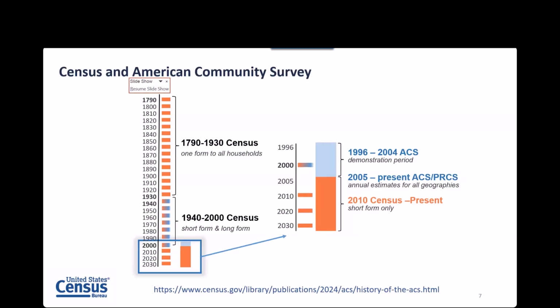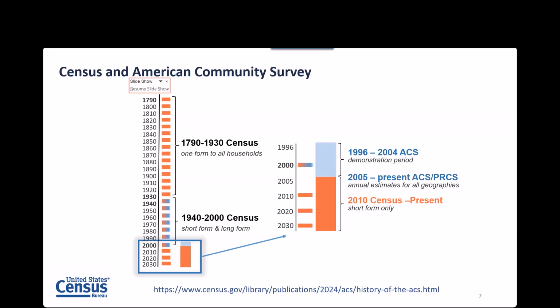And so that led the federal government policymakers to consider the feasibility of collecting social, economic, and housing data continuously throughout the decade. So then in 2000, a large-scale demonstration of the American Community Survey was conducted. And so then after extensive testing, the ACS was fully implemented in 2005. And then it began collecting data each year. And there's also the Puerto Rico Community Survey. That's the equivalent of the ACS in Puerto Rico.